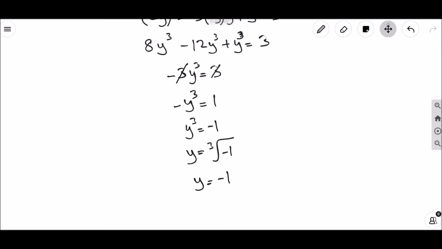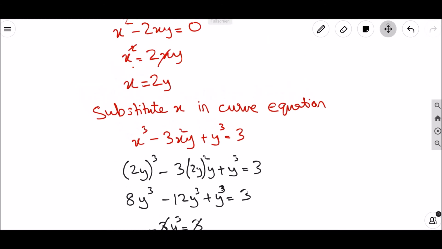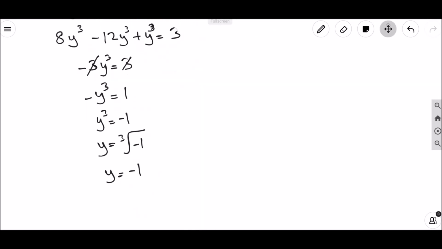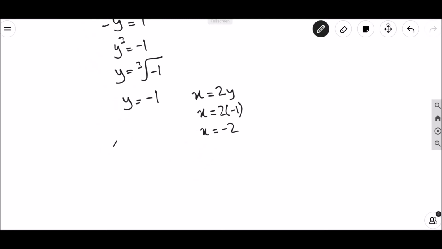Now we will substitute this minus 1 in the x value. So our x value was this. This is our x value. X is equal to 2y. I'll write it here. X is equal to 2y. So we know that y is equal to minus 1. So x is equal to minus 2. So one of the coordinates is this, minus 2 and minus 1.